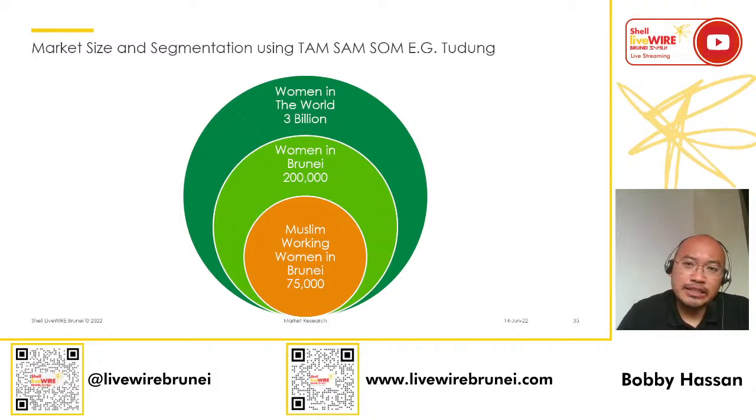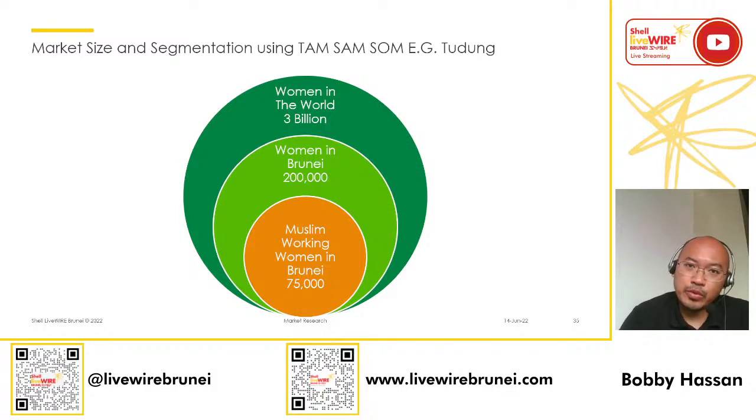But for the serviceable addressable market, let's say you're targeting just Bruneians. So half of Bruneian women is 200,000 people. That's the serviceable addressable market, but not all of them will buy tudong. So then we want to look into the serviceable obtainable market. That's specifically what we looked at earlier: Muslim women who are working. So about 75,000 people based on the statistics. That's your serviceable obtainable market.